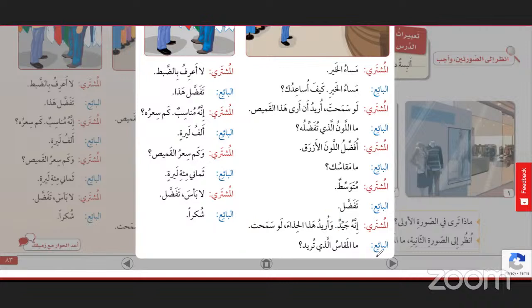Al-ba'i', go ahead. Ma al-maqas alladhi turidu. I don't understand this. Ma is what? Maqas is size. Alladhi is that. Turidu is you want. مَا الْمَقَاسُ الَّذِي تُرِيدُ? What's the size that you want? What is the size that you want? Or, make it easy, what size do you want?